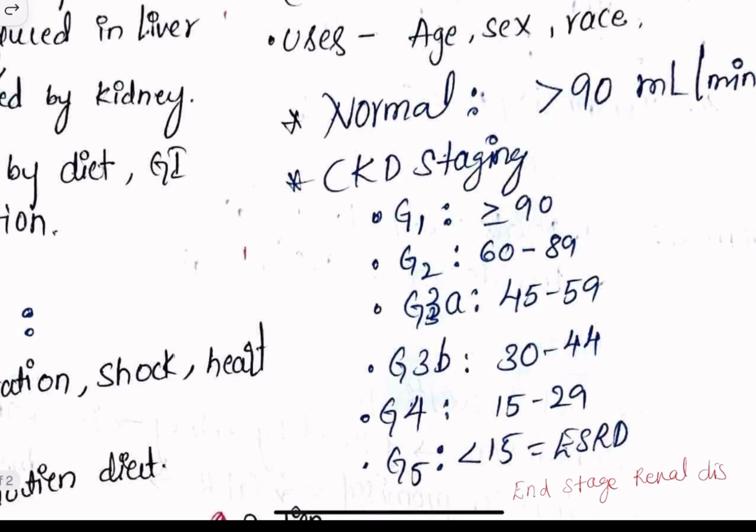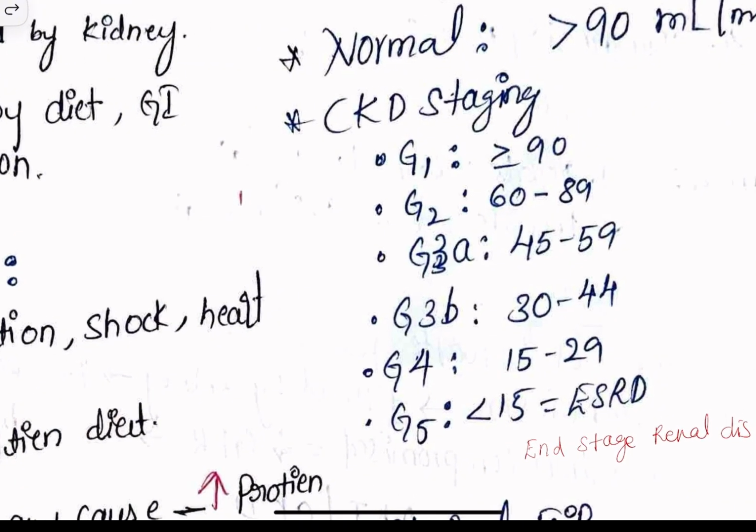In CKD, chronic kidney disease, there are five stages. The first stage is G1. In G1, the eGFR value is more than or equal to 90. What it indicates is mild kidney damage in this condition. The kidney works in a normal way, but mild damage to the kidney can be seen in G1.